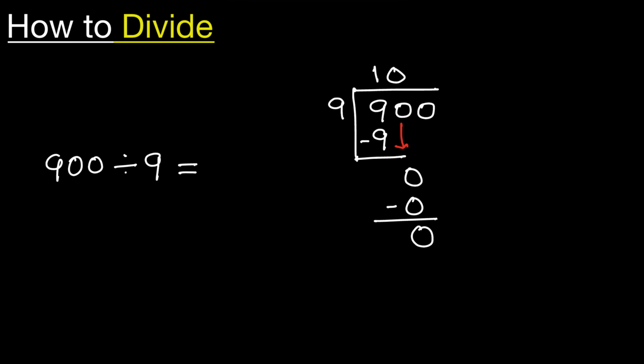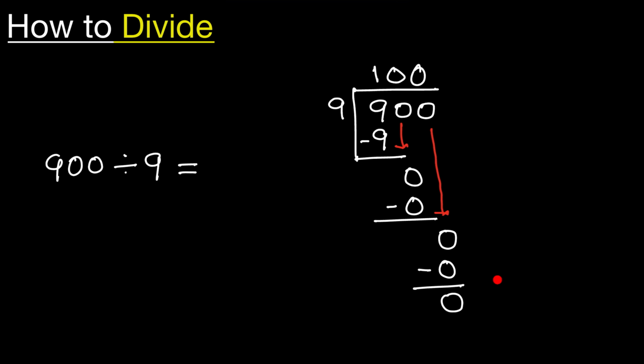But again this 0 is less than 9. That is why we will bring down this adjacent 0 here. Again this is the number 0, so we write 0 in the quotient. And we know that 9 times 0 is equal to 0. Subtract, we get a 0.